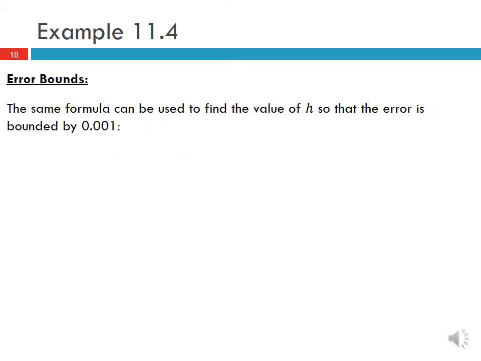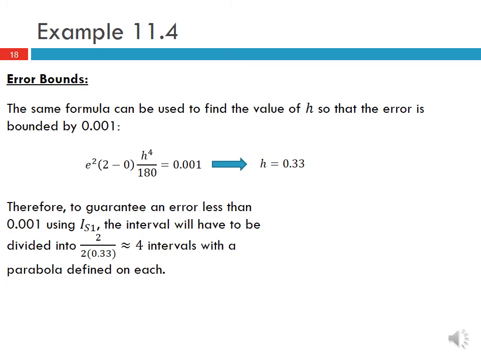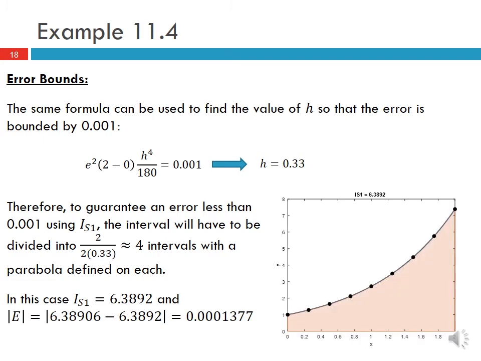The same formula can be used to find the value of h so that the error is bounded by 0.001. This is just our same formula, and we can use it to find the value of h. In this case, h is equal to 0.33. So to guarantee an error less than 0.001 using the Simpson's 1/3 rule, the interval will have to be divided into approximately 4 intervals with a parabola defined on each, which is shown here. In this case the estimate of our integral is 6.3892, which gives an error of 0.0001377.